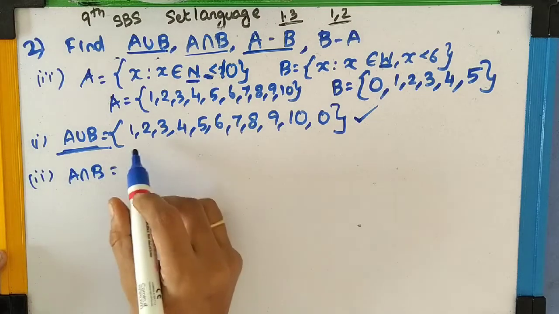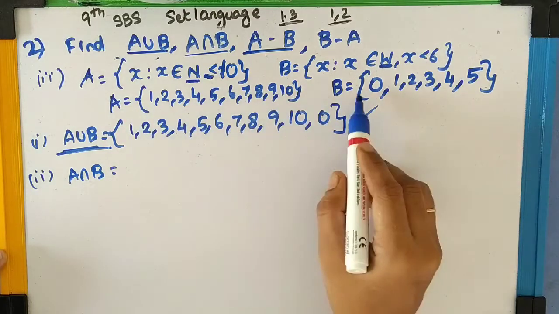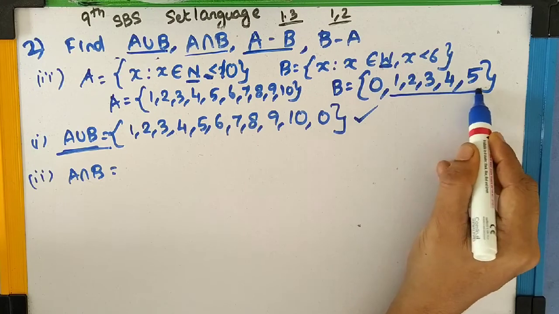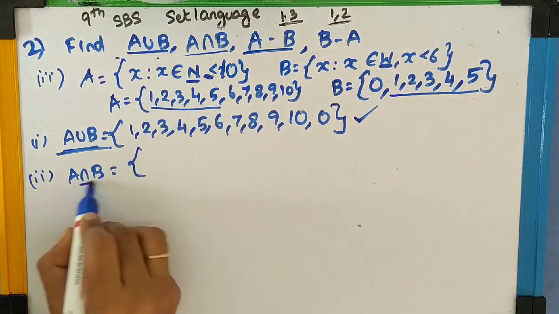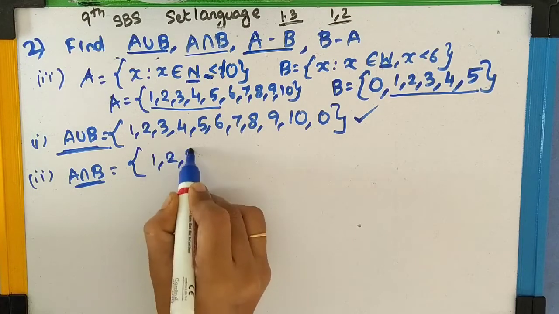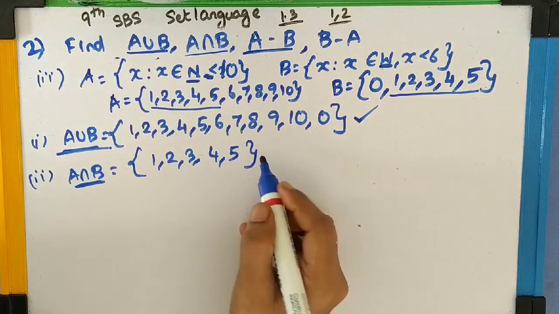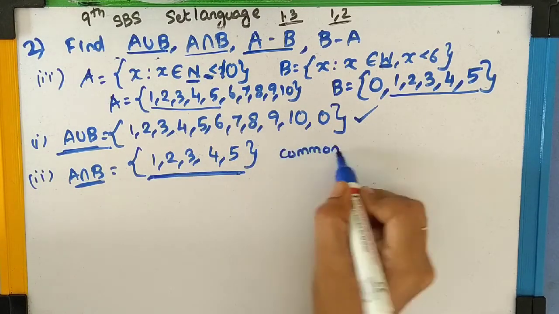Now what is A intersection B? Here you should write only the common elements because intersection means common elements, right? So 1, 2, 3, 4, 5 are common between A and B. Okay. So now I am writing 1, 2, 3, 4, 5 in A intersection B set. Now what is A difference B?